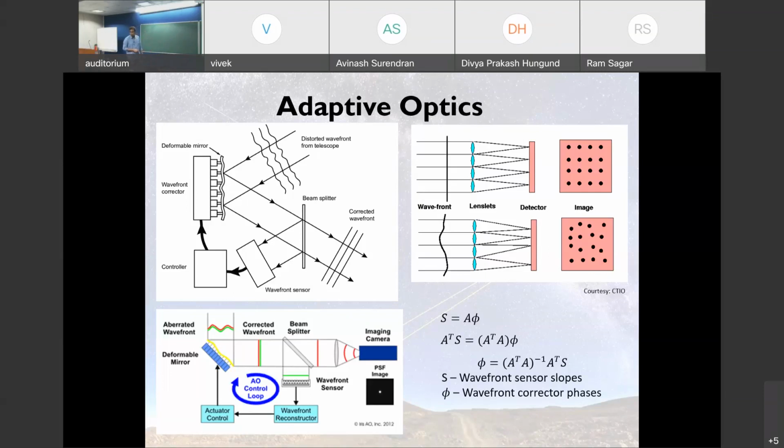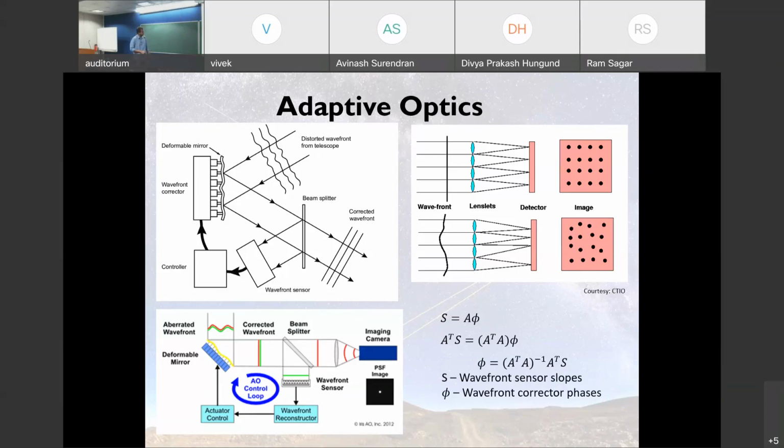So what wavelength? This is happening in the visible wavelength, because the lasers that we shoot into the sky for creating the laser guide star are usually 589 nanometers. So this system works in the visible, but science is done in the J, H and K bands.